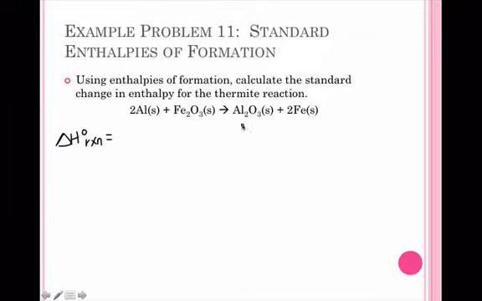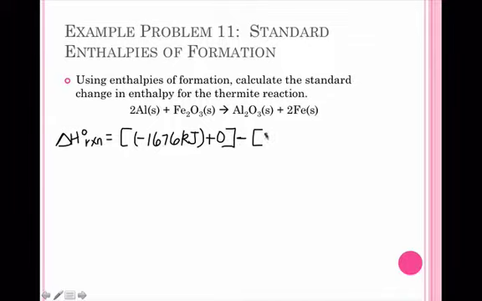So our product here is the aluminum oxide. There's only one of them, and I'm going to have square brackets, and its value, if you looked it up, would be negative 1,676 kilojoules. And that's going to be added to 0 because this is elemental iron, so it has a value of 0, and we're going to subtract out the reactants.